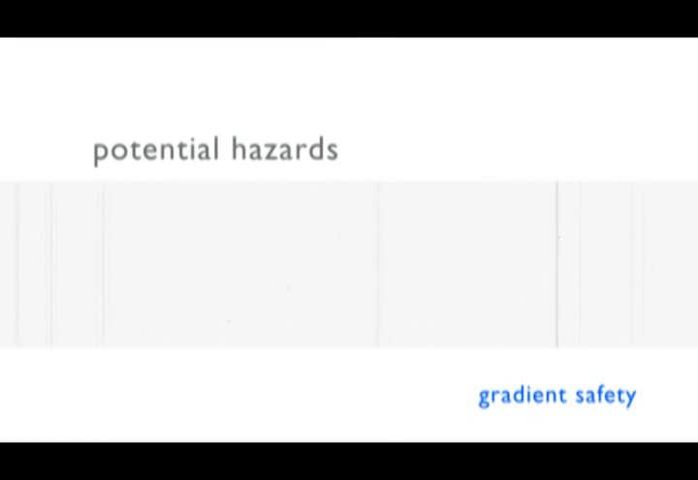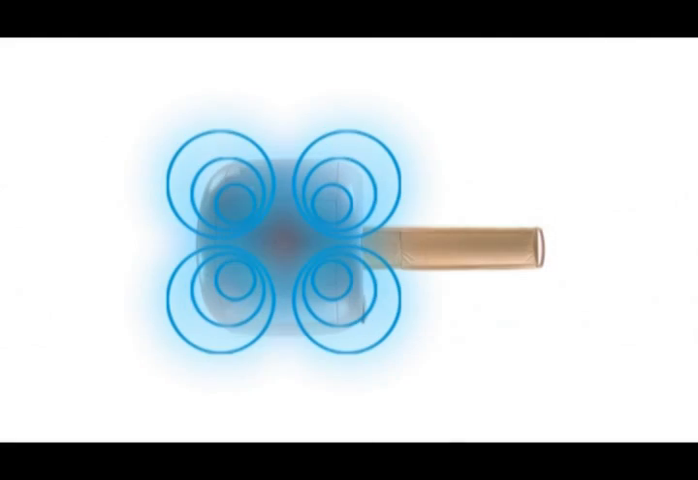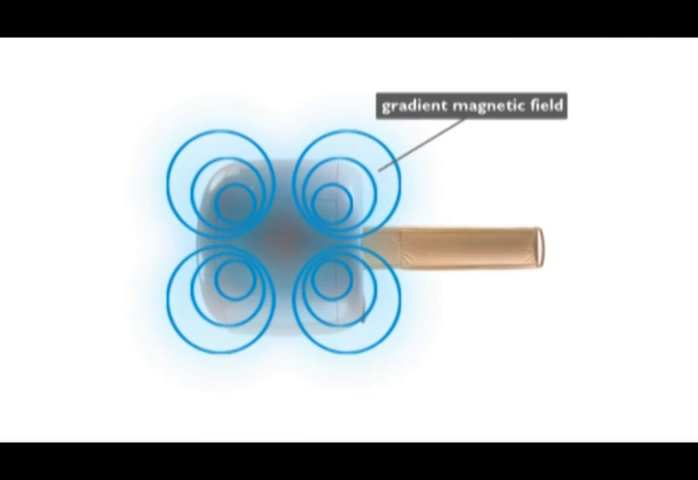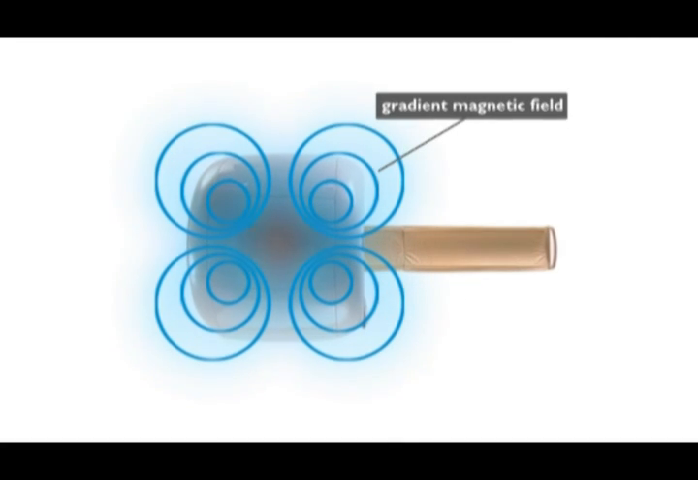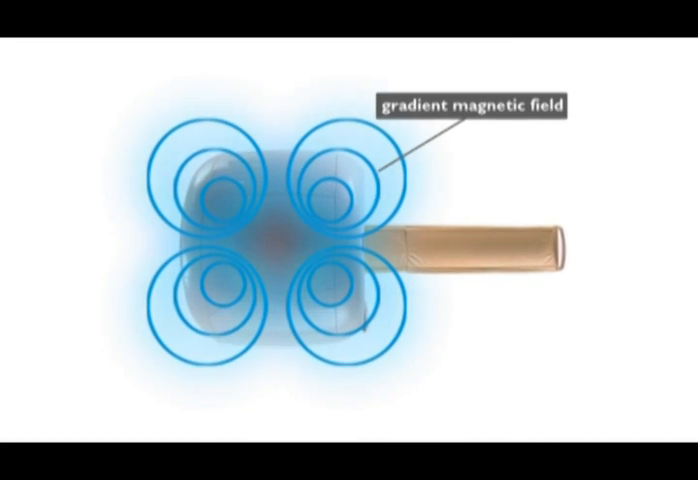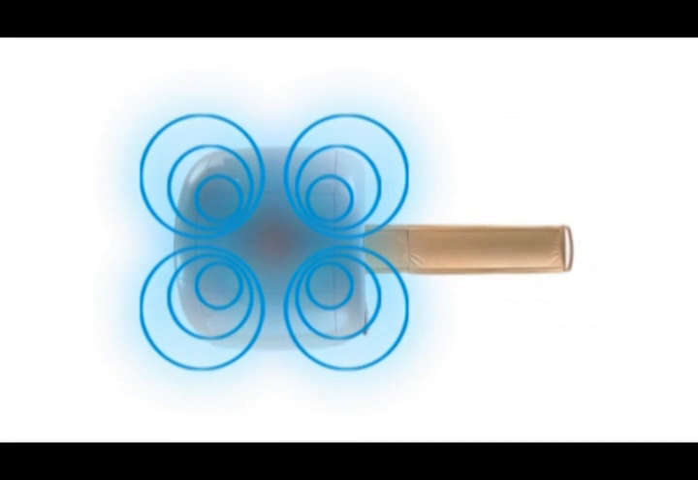Potential hazards. Although the switched gradient magnetic field is much weaker than the static magnetic field, the rapid changes in gradient field strength present two different effects that may result in a hazardous situation. These are acoustic noise and nerve stimulation.